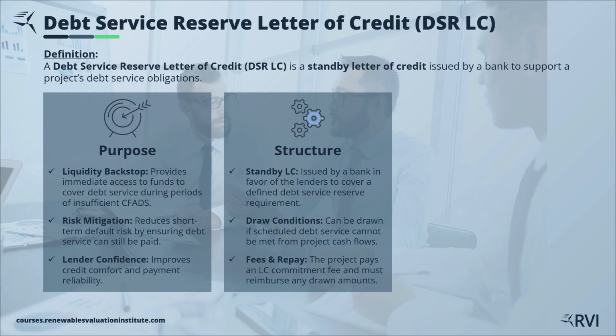For example, 6 or 12 months, and it can only be drawn if scheduled debt service cannot be met from project cash flows. Importantly, this is not free liquidity. The project pays commitment fees on the undrawn amount and interest plus an LC margin on any drawn balance. Any amounts drawn must later be reimbursed from future project cash flows.